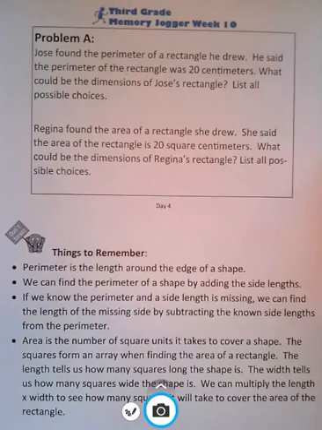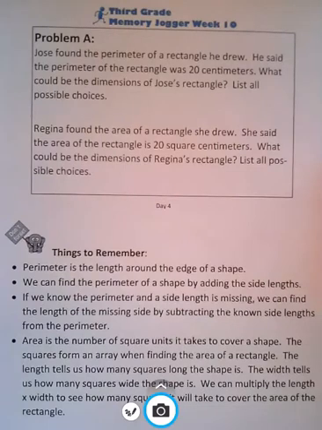Perimeter is the length around the edge of a shape. We can find the perimeter of a shape by adding the side lengths. If we know the perimeter and a side length is missing, we can find the length of the missing side by subtracting the known side lengths from the perimeter.